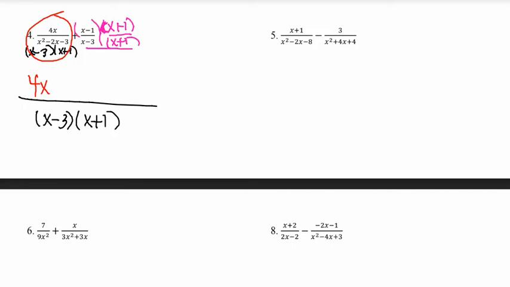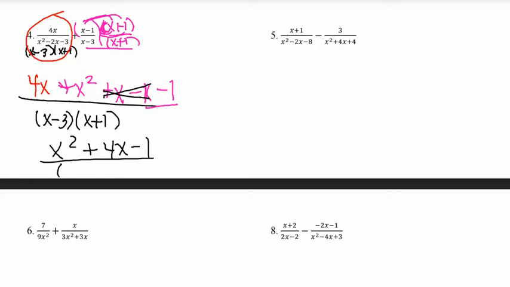Now, I don't really need to worry about the bottom because I already wrote it down here. So I just have to look at the top and I just have to double distribute. So x times x is x squared, and x times 1 is x, and negative 1 times x is negative x, and negative 1 times negative 1 is negative 1. So now I can go ahead and clean all of that up. So I have these cancel out. So I have x squared plus 4x minus 1 all over the denominator. So I'm just combining like terms.